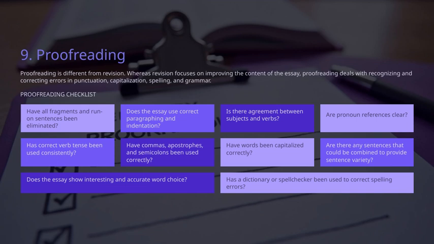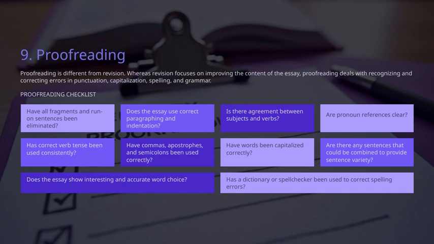First, check if all fragments and run-on sentences have been eliminated. That's key for clarity. Next, make sure you're using the correct verb tense consistently throughout your essay. It's also important to verify that your paragraphing and indentation are correct, so your essay looks neat and professional. Another point is word choice. Does your essay use interesting and accurate words? Good word choice can make your writing more engaging.